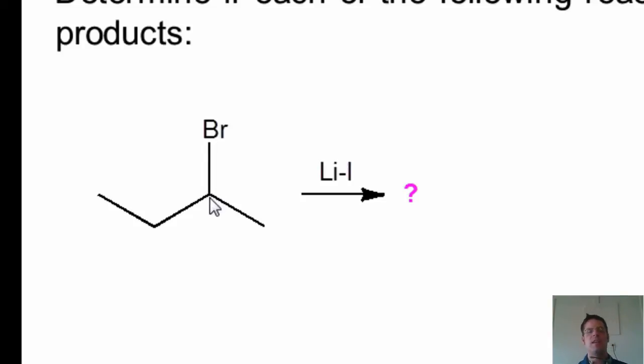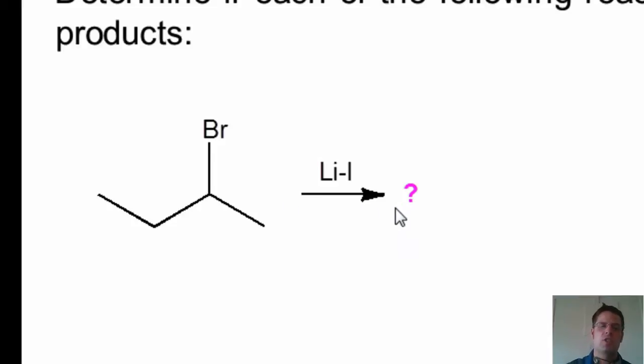Now I ask myself, is that carbon primary, secondary, or tertiary? This is a carbon that is stuck to 2 carbons. Therefore, it is secondary. Now remember, if it were primary, it would automatically be SN2. If it were tertiary, it would automatically be SN1. This, once again, is secondary. So that means it could be either of the above. So we have to go to the next question.